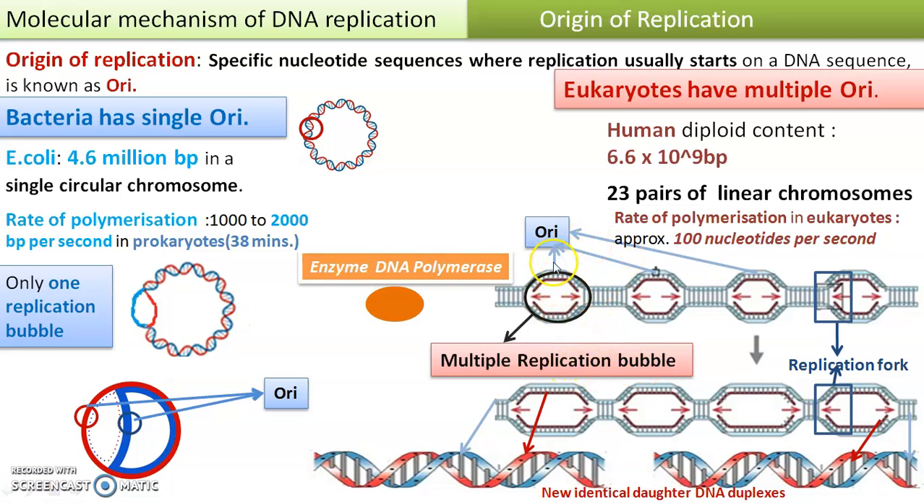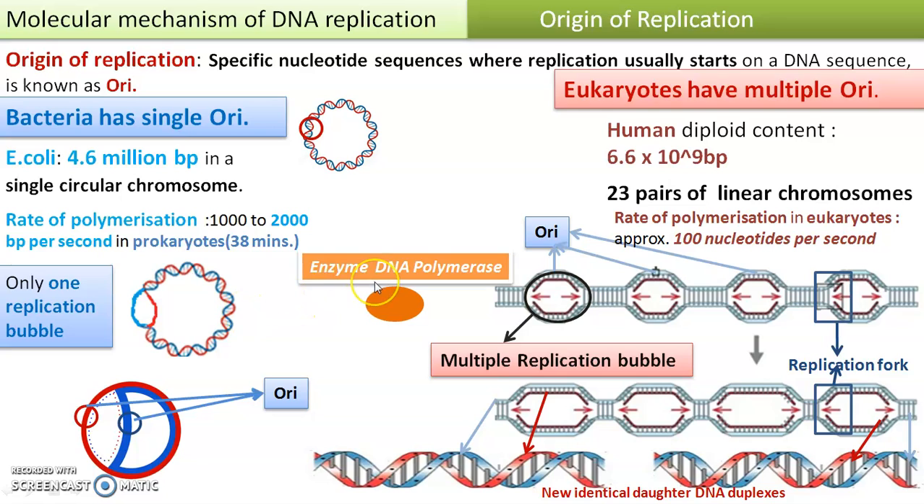So eukaryotes have many ORI, so many replication bubbles. I have just circled one here. Each of these is a replication bubble. As many ORI, that many replication bubbles. Whereas prokaryotes have only one replication bubble. At an ORI area, the two strands separate, so that is a bubble. So this also forms a replication fork. If you see this Y-shaped structure, it is a fork.